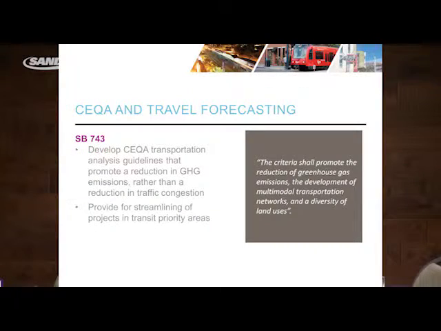This was requiring OPR to develop guidance for analysis guidelines to promote a reduction in GHG rather than just a reduction in traffic congestion. And it also provided very specific measures for streamlining of projects in transit priority areas. Some of the streamlining benefits that have been enacted since last January are not needing to look at certain aesthetics or parking impacts for projects, but also pretty much exempting projects that have a specific plan that has a certified EIR and that is consistent with a sustainable community strategy. So those are some of the things that have been in effect for almost a year now, and I think Bob will talk a little bit later about an agency that's already using some of those streamlining benefits.